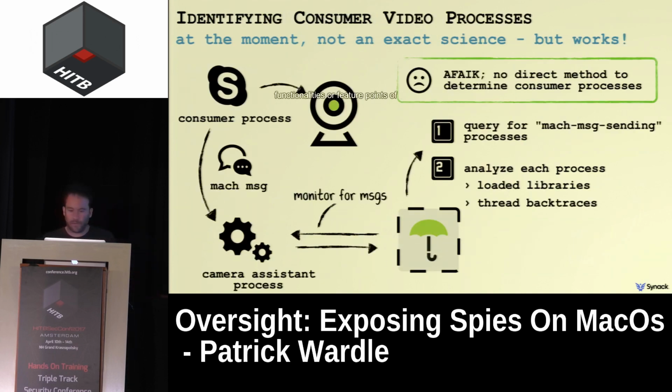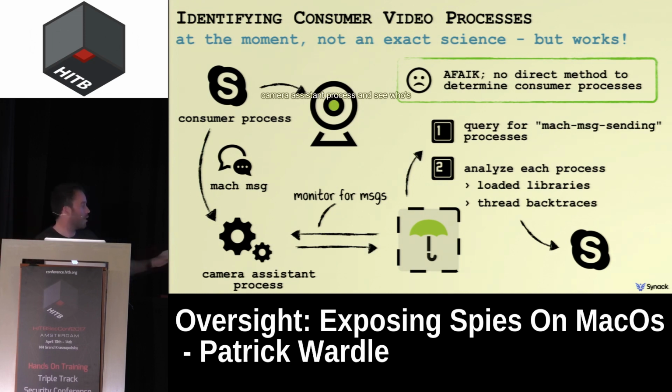So one of the main features of Oversight is its ability to identify both initial and secondary consumer processes. That is to say, it can tell you what application is actually using the webcam or the mic. Turns out this isn't trivial because Apple doesn't provide any direct way to do it. Yes, they will deliver a notification saying, hey, the webcam is activated, but they don't tell you what process is doing that. So if we reverse engineer this whole process, we can figure out what goes on under the hood. Say an application like Skype starts using the webcam. Once it's activated the webcam, the OS will send a Mach message, which is just an IPC message, to the camera assistant process. So Oversight has now got the notification that the webcam is active.